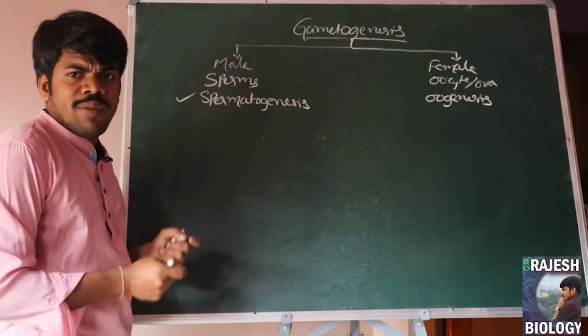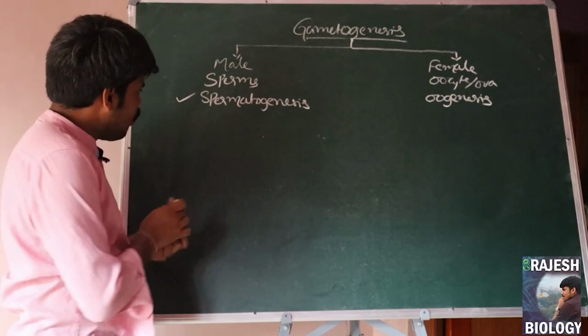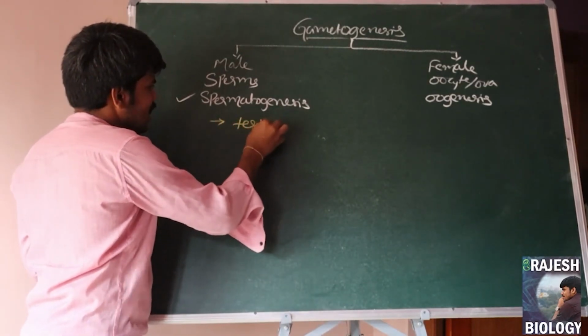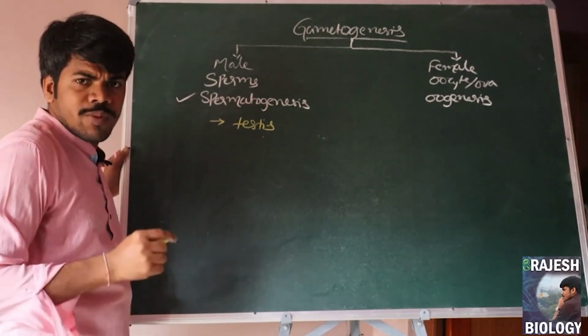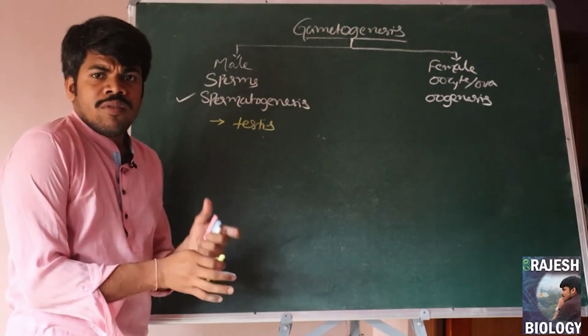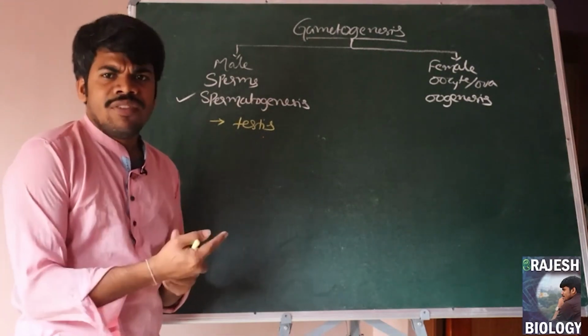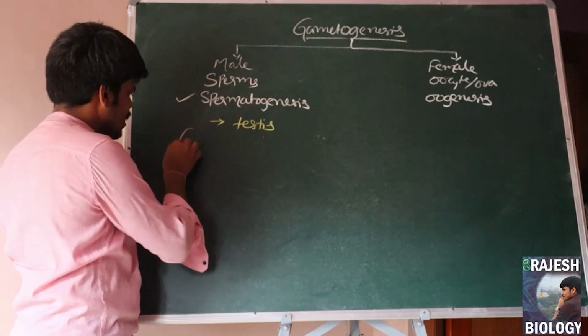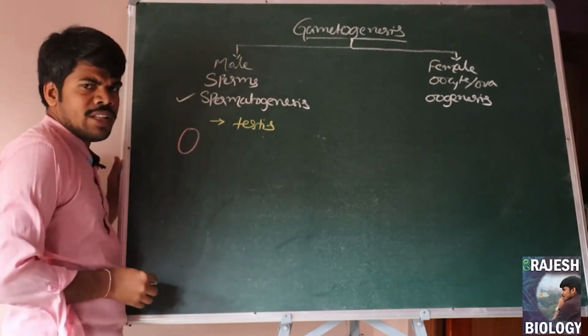So in this video, we are going to talk about spermatogenesis. That means from the male reproductive system, and particularly from the primary sex organ, that is the testis. From the testis, sperm cells are formed. How are the sperm cells formed, and where exactly are they formed? So, just revise once. What are the testes? Testes are the male primary sex organs.